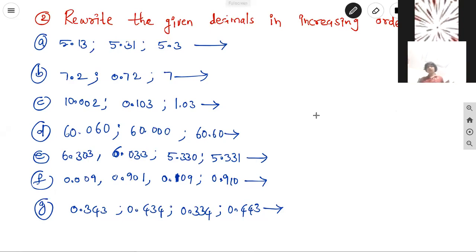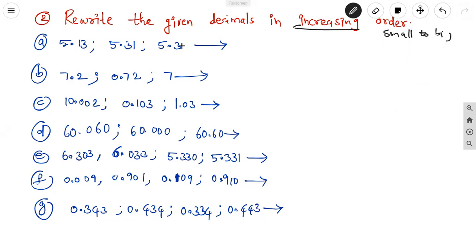Second question, rewrite the given decimals in increasing order. Increasing order means small to big. Okay, here first we write like decimals 5.13, 5.31, 5.30. Here like decimals, we compare the whole number. All whole numbers are same. Then compare the 10th digit. Here 1 is there, here 3, 3. Of these, 1 is the smaller number. So we write first 5.13.